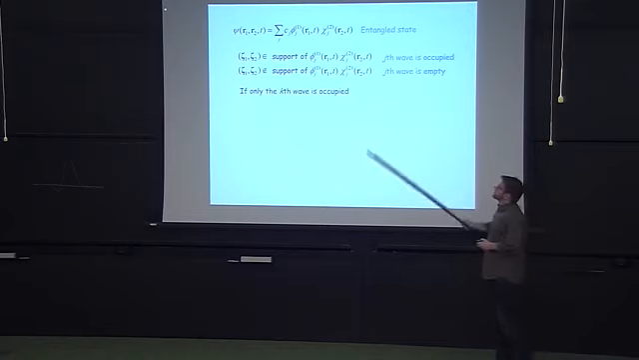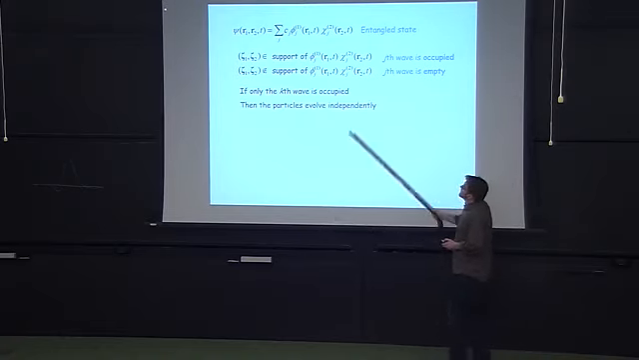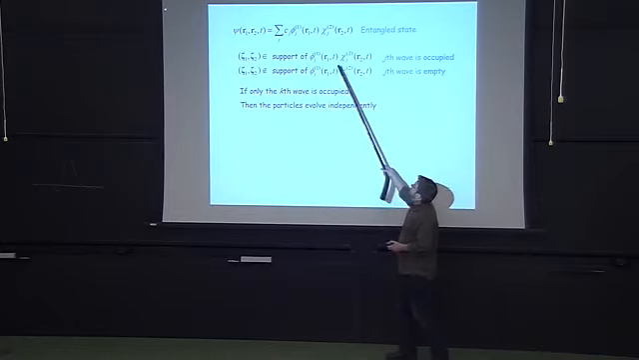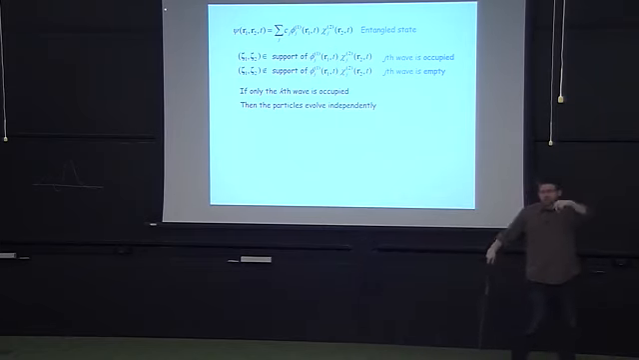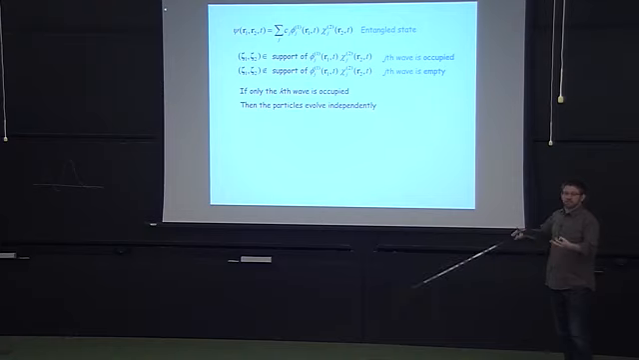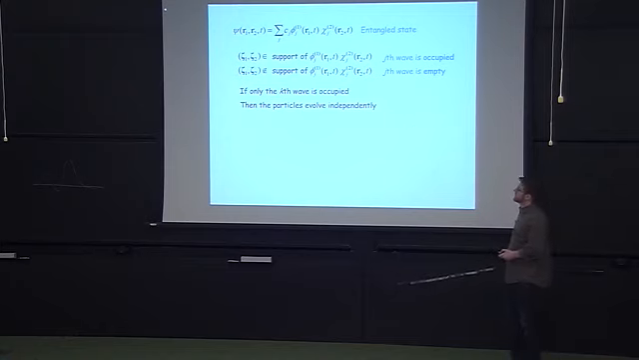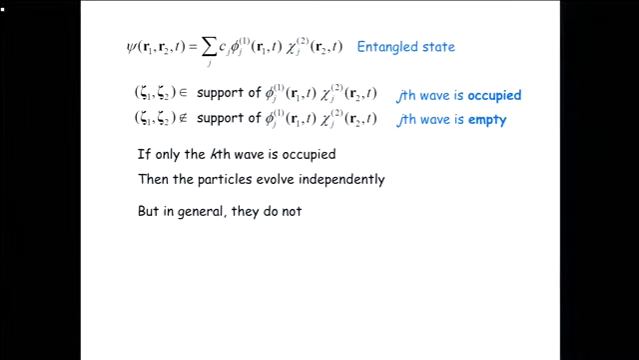Okay, so now imagine that only one of these waves is occupied and all the others are empty. So suppose it's the kth wave. Well, in that case, the particles will again evolve independently. Because if the kth wave in this term is the occupied wave, then, from what we saw earlier, only the occupied wave determines the dynamics. But in this case, the occupied wave is a product state. And what we just saw was that the product state tells me that each particle is going to evolve independently. So when one of these waves is occupied, the particles will evolve independently. However, in general, that doesn't happen. If I have more than one of these waves occupied, that's when the particles start evolving in manners that depend on the wave function and the position of the other particle.